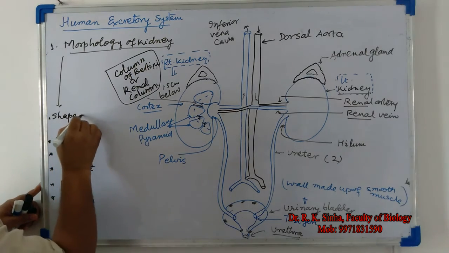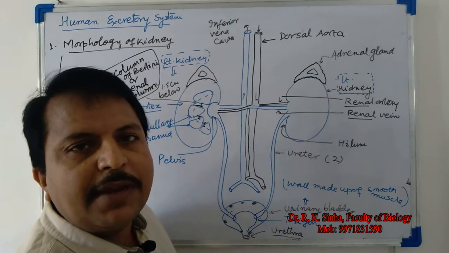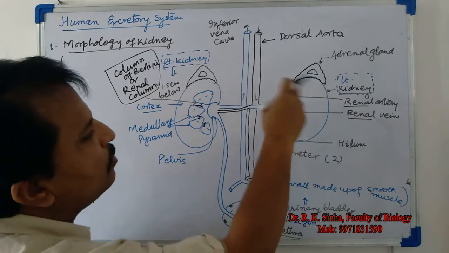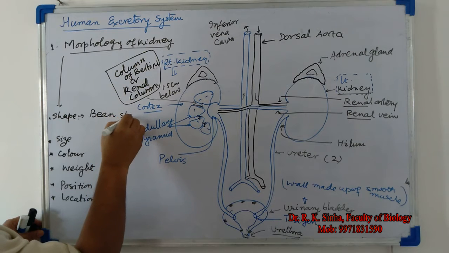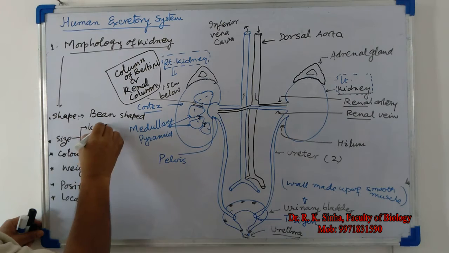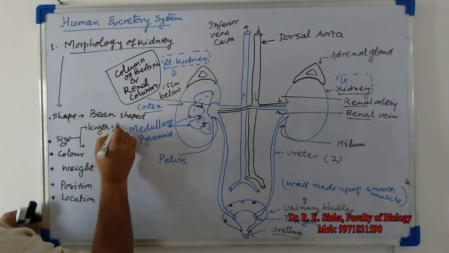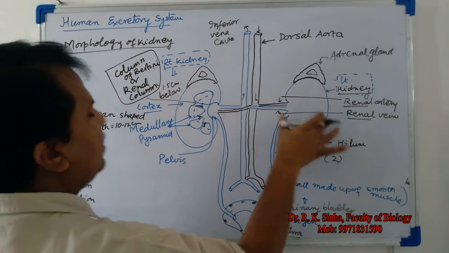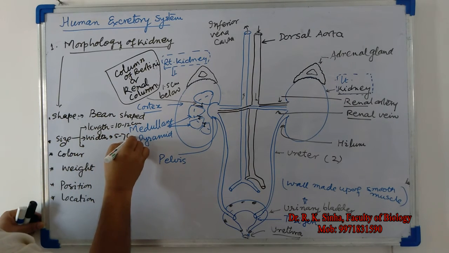So shape, as it is looking here in the display of this entire human excretory system, this looks like the seed of a bean, so it is known as bean shaped. In size, length means what will be the length of these two kidneys. So length is 10 to 12 centimeter, and what will be the width? This is the width. So width will be 5 to 7 centimeter.